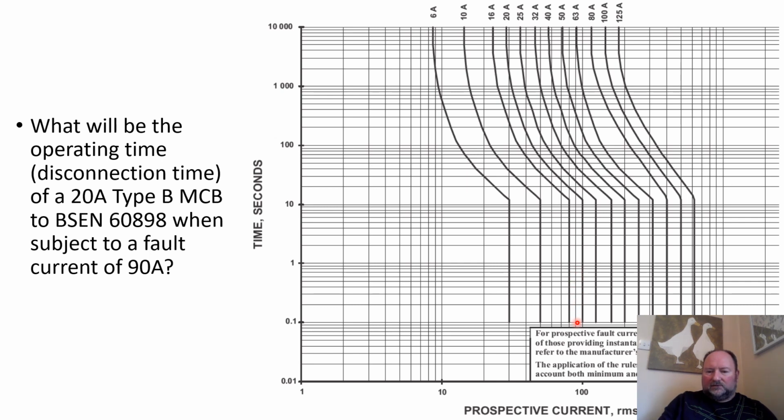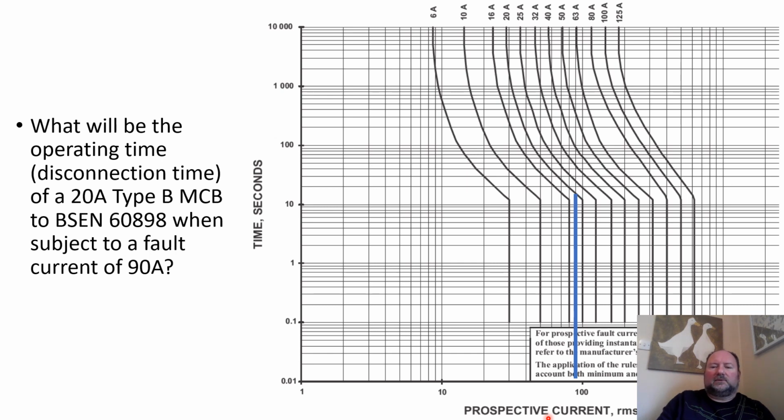What you then need to do is read up on that thin line until it reaches the curve for the device that you have. So this is the curve for the 20 amp circuit breaker. All right, so you read up from there. It may help you to use a ruler at this point, so you can see the point where your 90 amps of fault current reaches that curve.